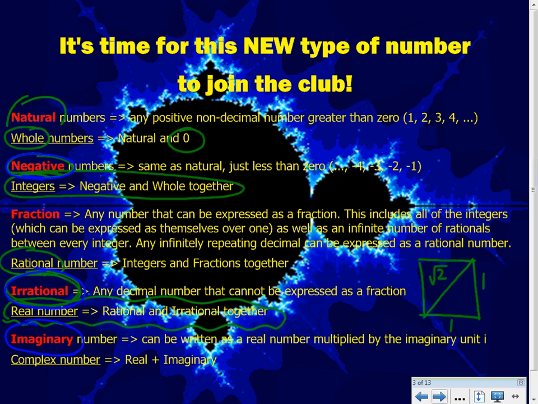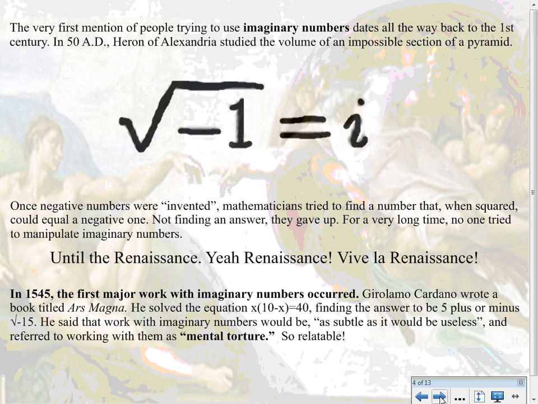It was hundreds of years that imaginary numbers were used in math, and it wasn't until really the last 30 to 40 years that we've realized how useful they are. All right? So now all numbers that we'll be using in pre-calc can be considered complex numbers. So let's talk about this.